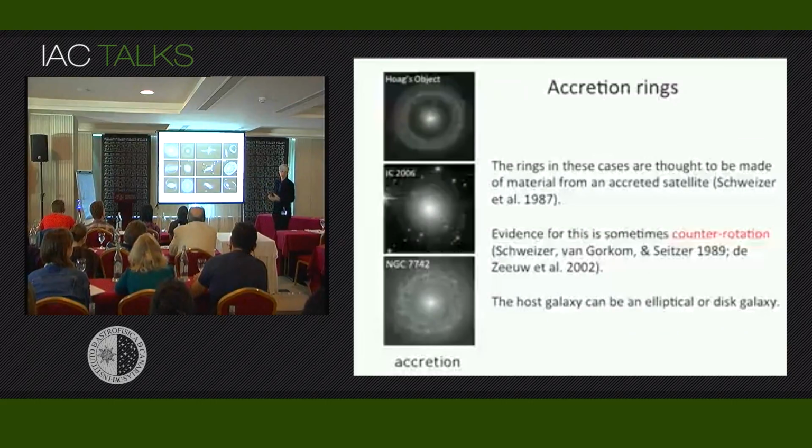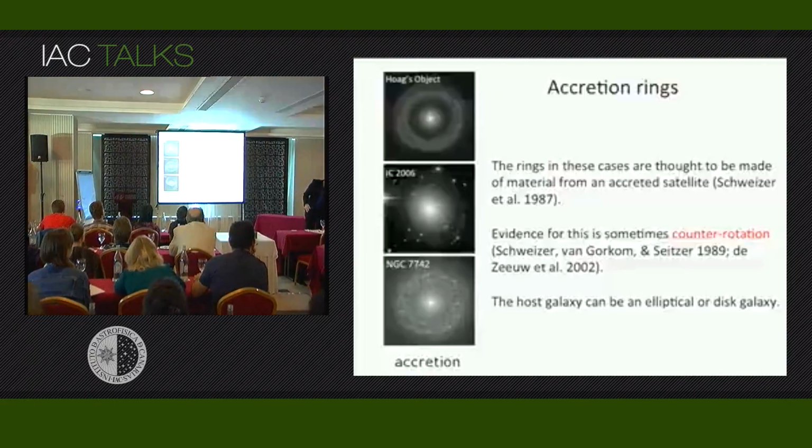Accretion rings are much rarer, and they are thought to be made of material from an accreted satellite. It could be a satellite disrupted around an early type galaxy like Hoag's Object or IC 2006. Now, you can see the ring in Hoag's Object, but let me tell you where the ring in 2006 is. It's out here, and I can see it on the screen, but I don't see it there. It's very dim. In the case of IC 2006, you can tell the ring is accreted because the gas in the ring is counter-rotating relative to the stars in the elliptical, and that's probably a sign of an encounter.